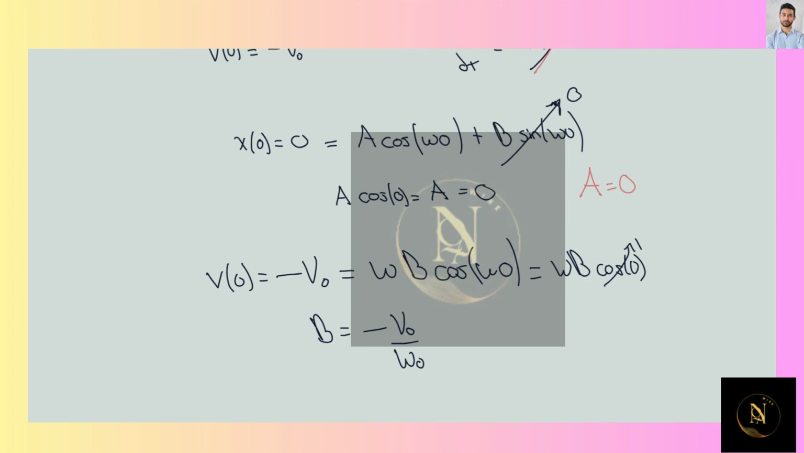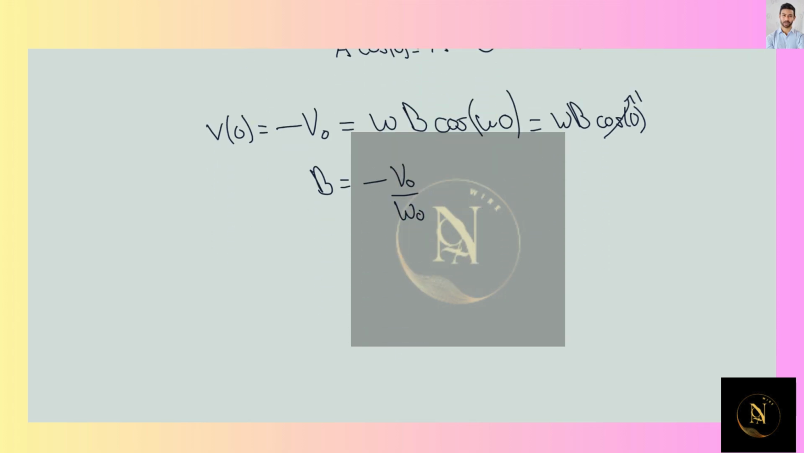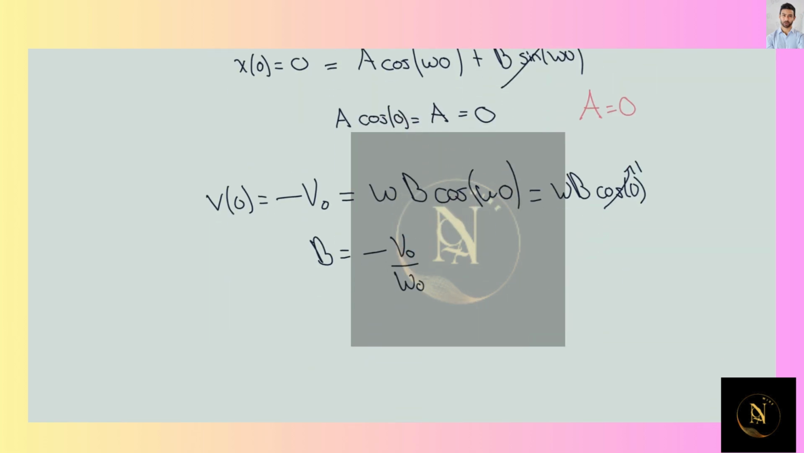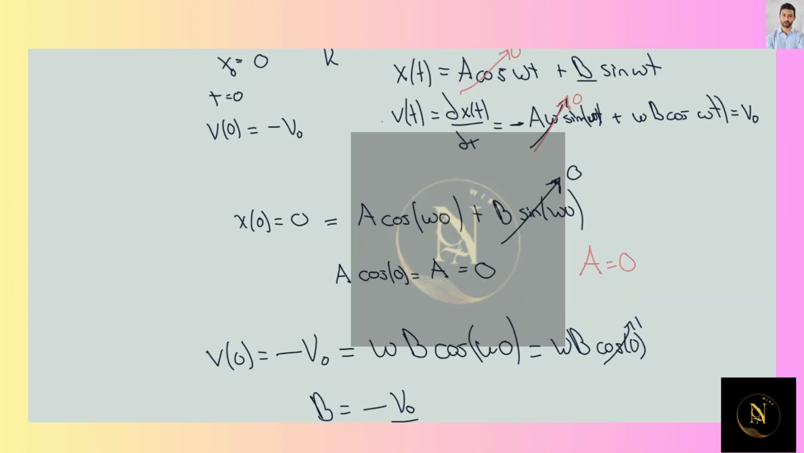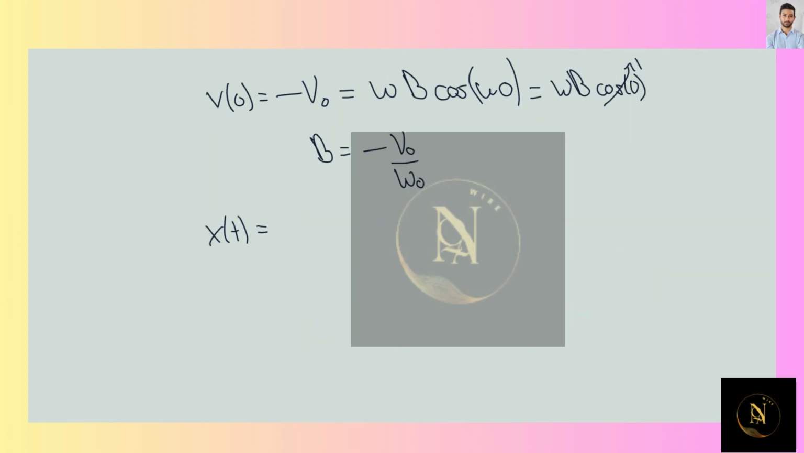So with this, the general equation of motion that we're looking for is going to be x as a function of time equal to the value of b that we determined, minus v0 over omega 0, times the sine of omega times t.